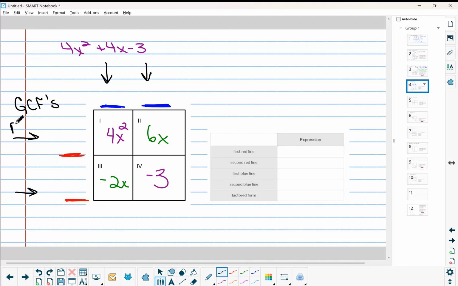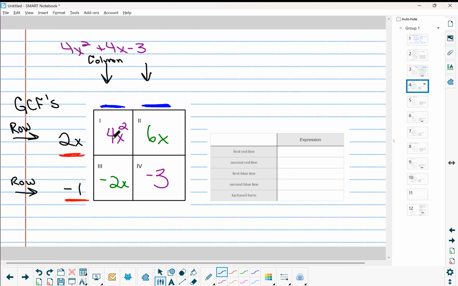Let's do this row GCF. If we take a look at the 4x squared and the 6x, well, we can take a 2x out of that. Okay, and that's all I want is the GCF at this point. And then if I go down here and take a look at this negative 2x and a negative 3, and we take out this row GCF, well, the only thing they have in common is a negative 1. All right, now I'm going to go to these column GCFs.